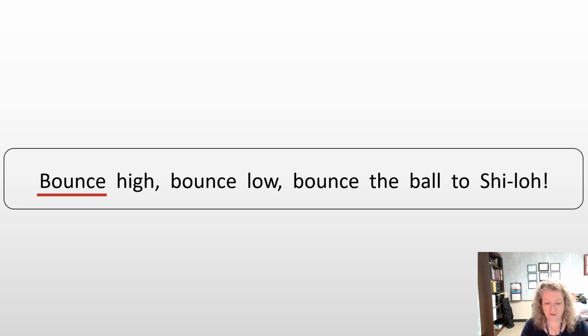So first we have bounce high, bounce low, bounce. So the first three all happen on the word bounce. The next one is not as easy to figure out. Let's see. Bounce high, bounce low, bounce the ball to shy. So the next one happens on the syllable shy.